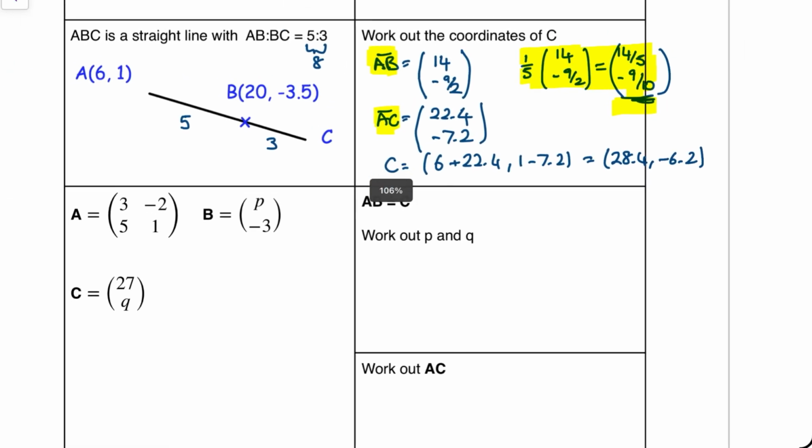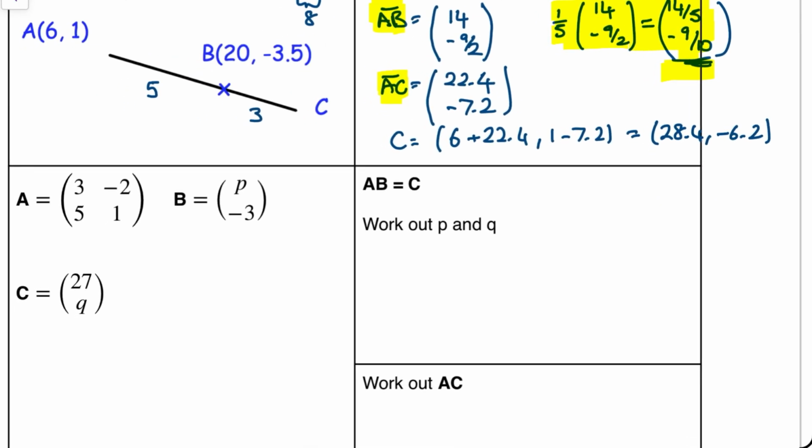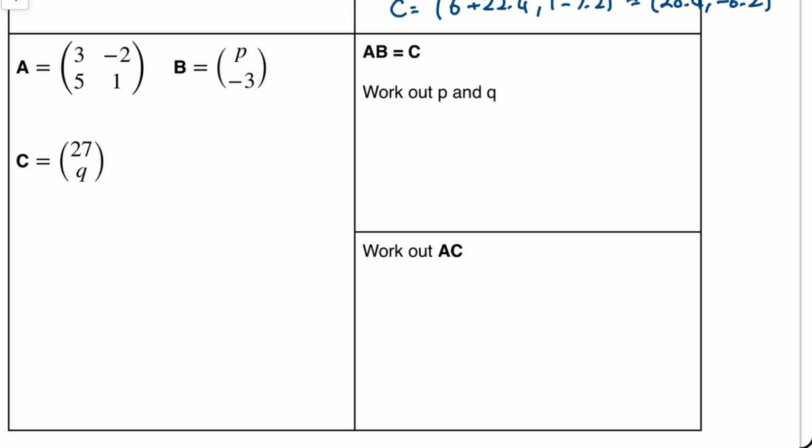Now again, on the face of it, that's not the hardest thing that I've done. It's just the numbers make it seem a little bit harder. All I've done really is work out how to get from A to B, worked out a fifth of that, multiplied that by 8 to get the overall vector, and then just worked out the move from A to C. So I think the numbers make that look worse than it is. But as I say, 28.4, minus 6.2. Difficult question, I think, but not awful.